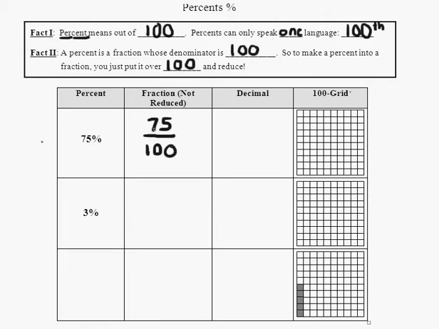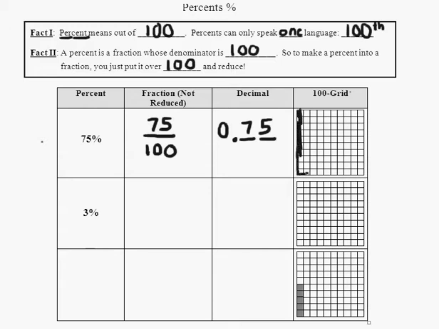Now, 75 hundredths. That tells me what it is as a decimal, because we know the hundredths place is 2 blocks out. That's tenths, that's hundredths. 75 hundredths. And you can put your 0 in front. So that's how you make it into a decimal. And then shading it into the 100 grid is easy, right? Because all you have to do is shade in 75.